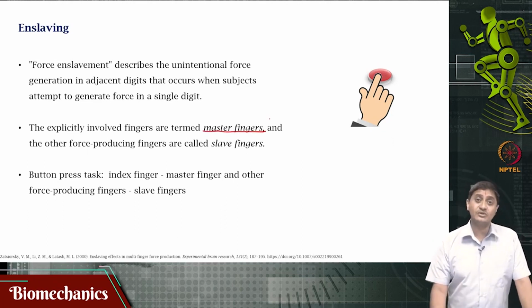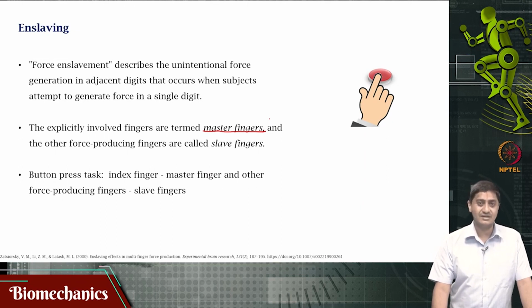By the way, there can be more than one master finger. I can say produce this force with index and middle, produce this force with index and ring, produce this force with index and little, or middle and ring, middle and little, or ring and little, however it is. Likewise, 3 finger tasks, 4 finger tasks, all of these are possible. So, there can be more than one instructed finger or master fingers.